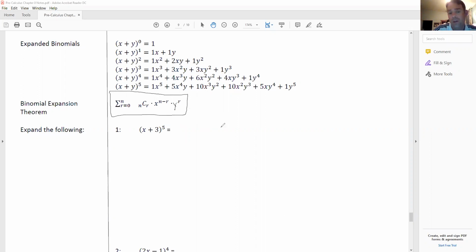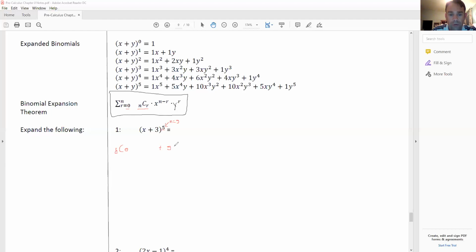I think the best way to see how this works is just to try it. Notice we are going to start with our combinations. The n value is always this number right here. That's our n value, so our n value is 5. So we're going to start with 5c0. We'll start with r equals 0, and we're going to count up until it's 5. So I'm going to have 5c0, and we're going to add to it 5c1.